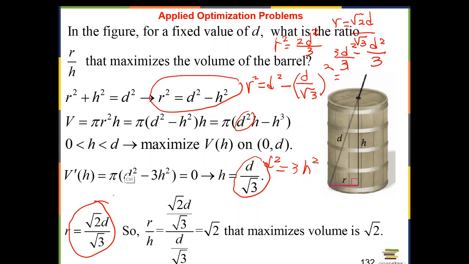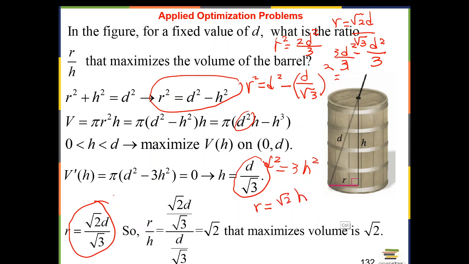And then our h is equal to that, so we divide them. R divided by that is the square root of 2. That means if you want to get the most wine out of this much stick, then buy a barrel that has a ratio of radius to height of square root of 2. That means r has to be square root of 2 times h.